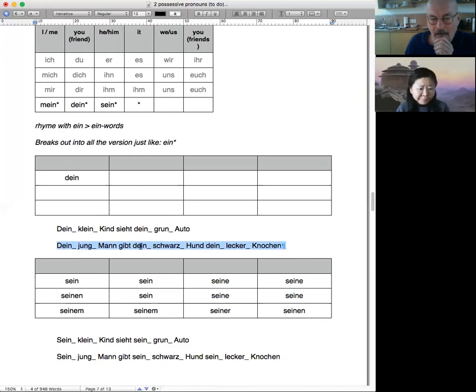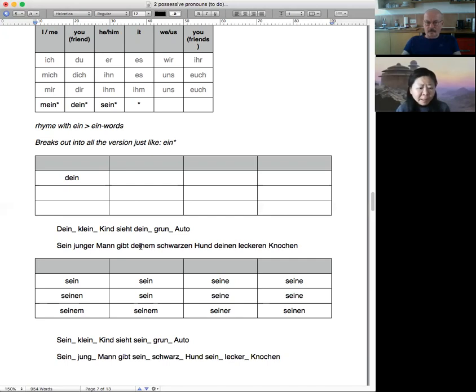Dein junger Mann gibt dein schwarz Hund dein lecker Knochen. It's about man, dog, bone. Comes as no surprise. What would it be? Okay, so dein junger Mann gibt deinem schwarzen Hund deinen leckeren Knochen. Show me the letters. Deinem, E-M, schwarzen, E-N, Hund, deinen, E-N, leckeren, E-N, Knochen.